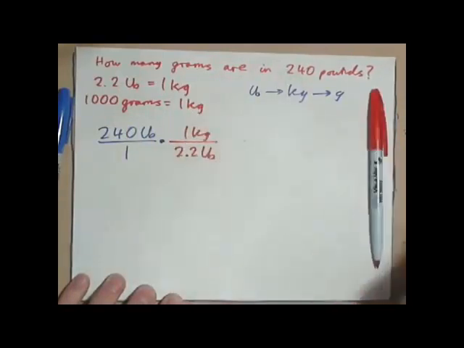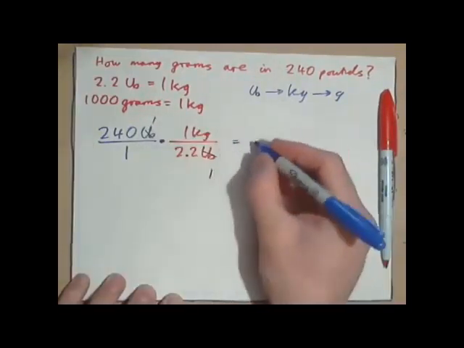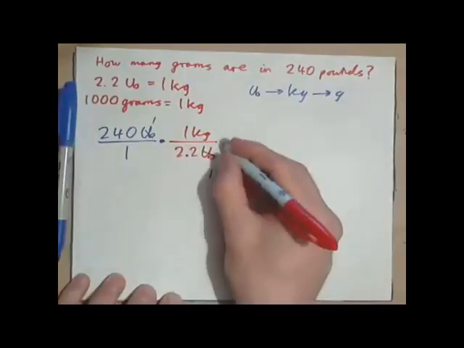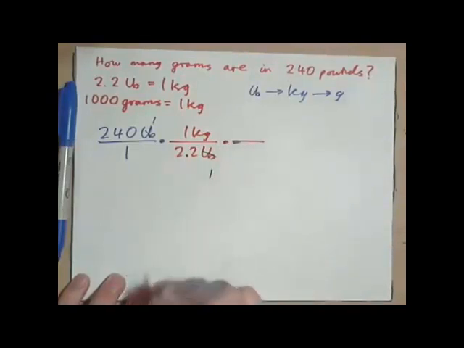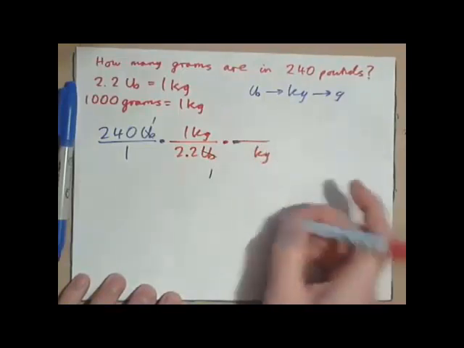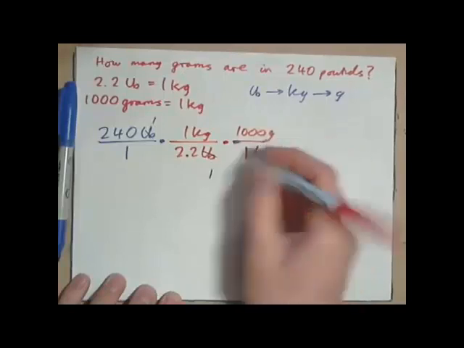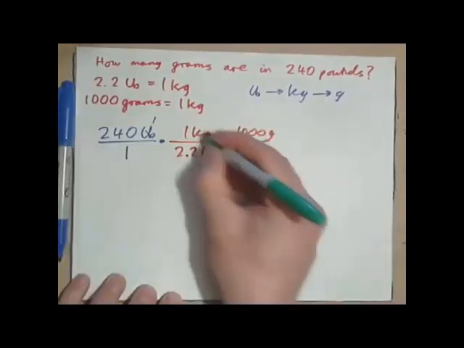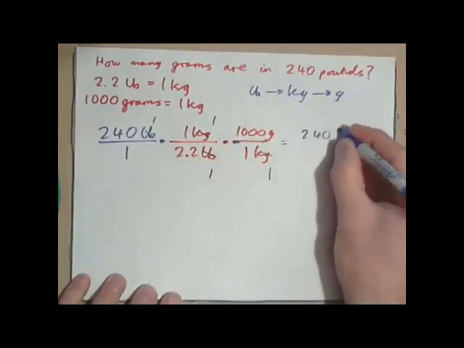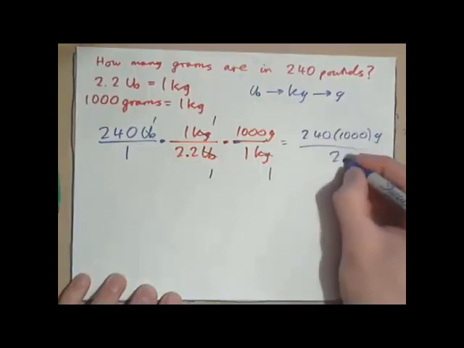Right? Now the pounds cross cancel, and we're in kilograms now. Okay, next step, get rid of the kilograms. So multiply that by a unit fraction with kg on the bottom. And we want to go to grams, so 1 kg is the same as 1,000 grams. Now the kgs cross cancel, and we get 240 times 1,000 g all over 2.2, right?